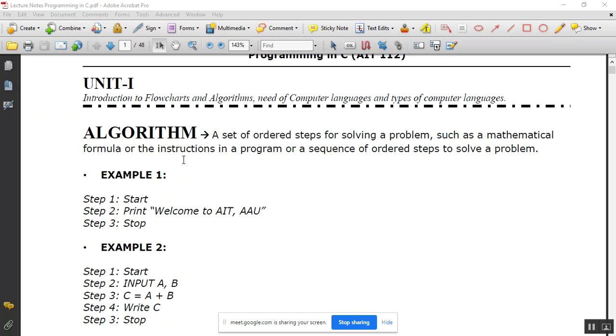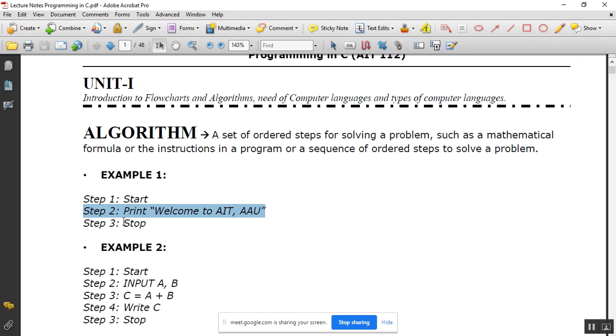Suppose we have got a problem to print a message on a screen. Then for that, this is the first algorithm. The first step and last step should always be start and stop. In between, whatever steps you want, you can write for solving your problem.